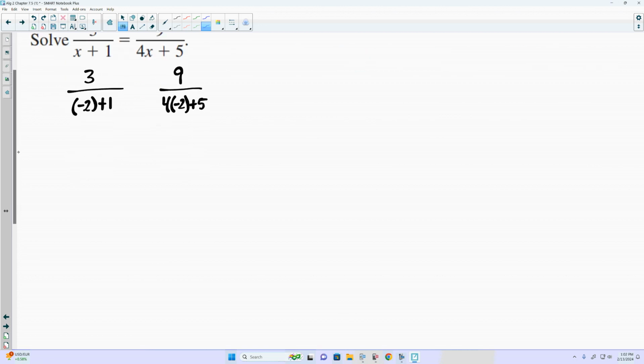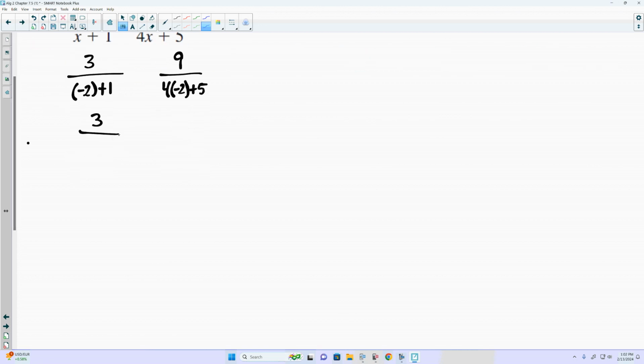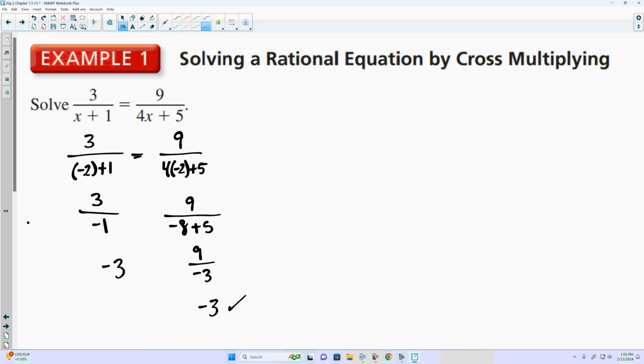And we could simplify each one of these here and see if we get the same value. Now the one on the left, because we'd have 3 over, well, negative 2 plus 1 is negative 1. And 3 divided by negative 1 is negative 3. On the right, 4 times negative 2 is negative 8. Negative 8 plus 5 is negative 3. And 9 divided by negative 3 is negative 3. These are indeed the same. So x equals negative 2 is the correct answer.